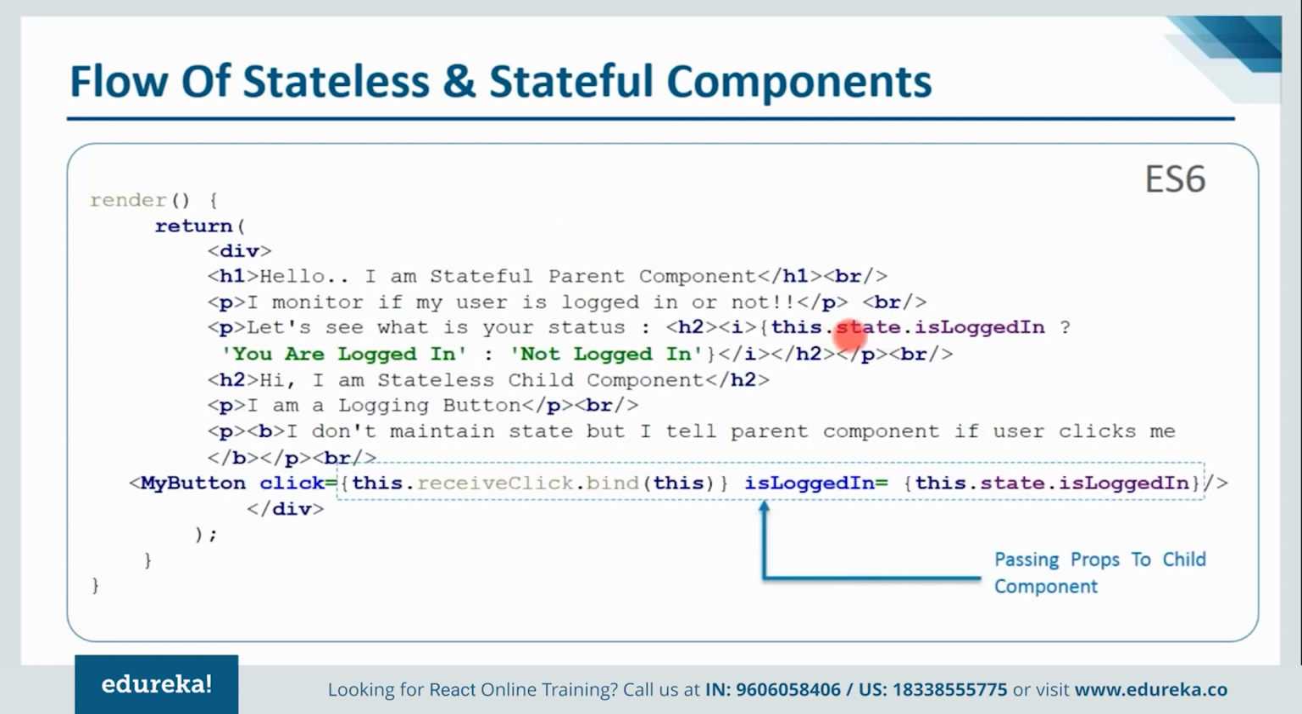If this.state.isLoggedIn is true, then it would print "You are logged in". But if this condition is false, then it would print "Not logged in". So in my case, initially it would print "Not logged in", right? Because my isLoggedIn would be false, and because of that this condition would fail, and this is what would be printed. And I'm basically closing these tags for that.